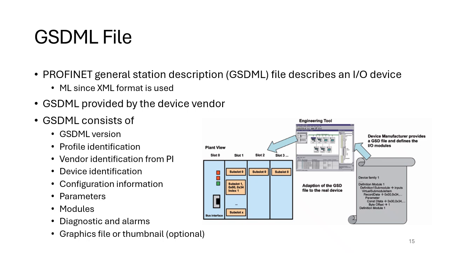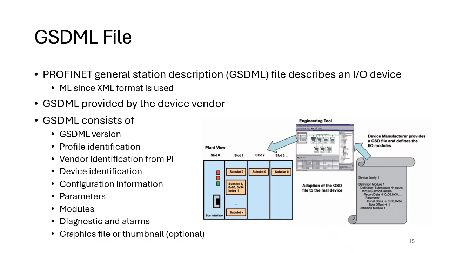There would be all the configuration information. There would be details of any parameters that can be configured at the I/O device level. There would be details of all of the I/O modules and the slots and sub-slots that the device can support. There would be details of diagnostics and alarms that the device can support. So for a complex device, this is why you can imagine that GSDML file can be quite large. Again, a lot of the GSDML file is transparent to you as a user.